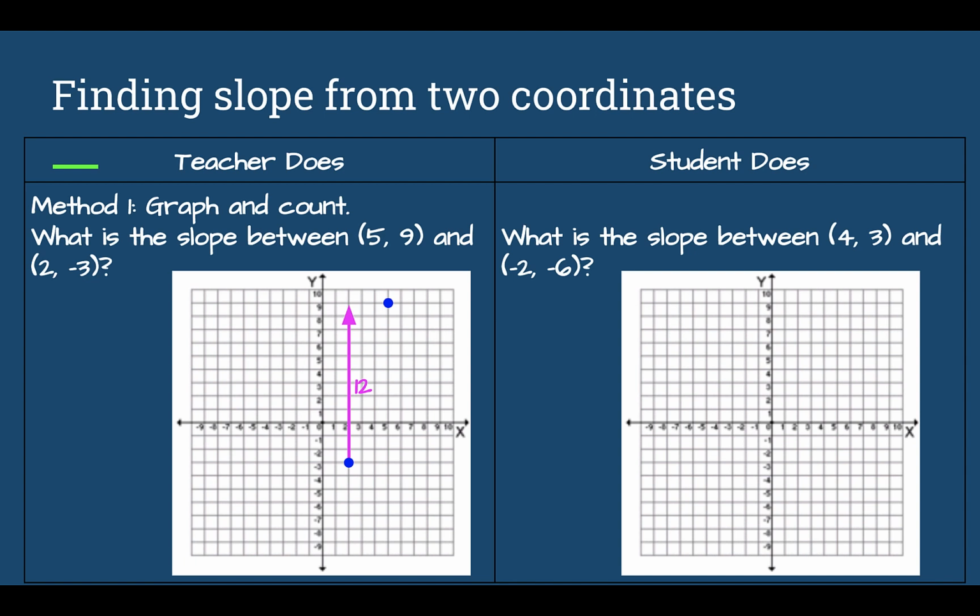So to go from one dot to the other, I would have to go up 12 and over 3. Up on the top, so plus 12 over 3. Reduce that if possible, which I can. 12 divided by 3 is 4. So the slope between those 2 points is 4. Pause the video and find the slope between (4, 3) and (-2, -6).